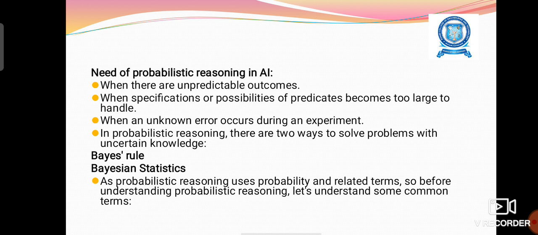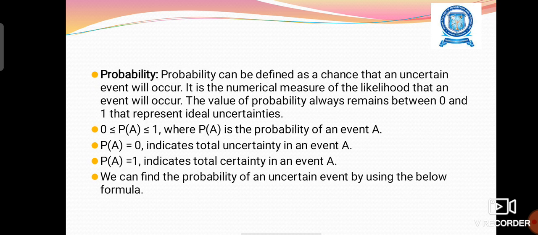The need for probabilistic reasoning arises when there are unpredictable outcomes, when the specifications or possibilities of predicates become too large to handle, or when an unknown error occurs during an experiment. In probabilistic reasoning, we use one important rule called Bayes rule, otherwise called Bayesian statistics. Before going to the Bayes rule, we can see some of the basic formulas of probability.